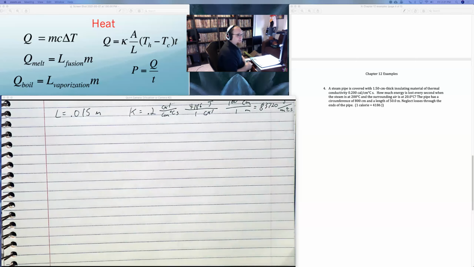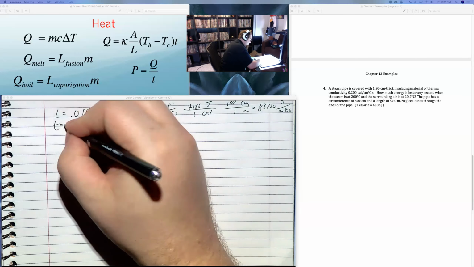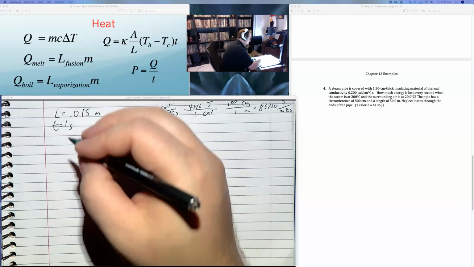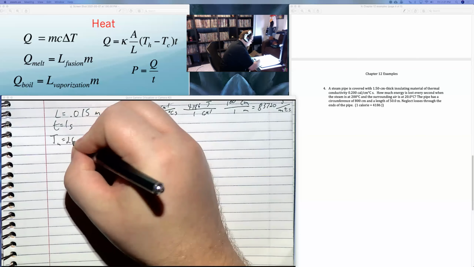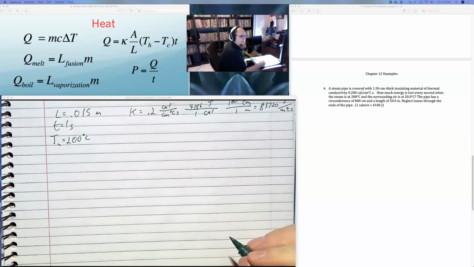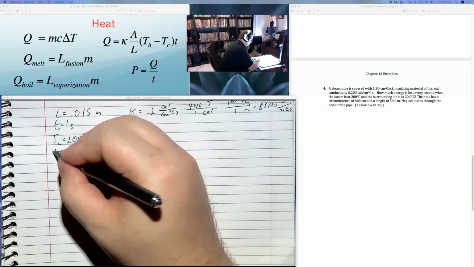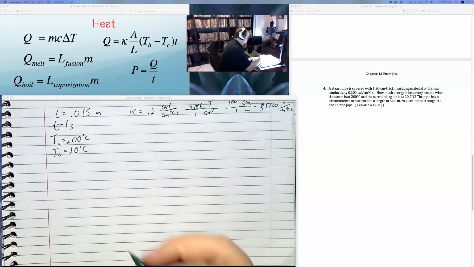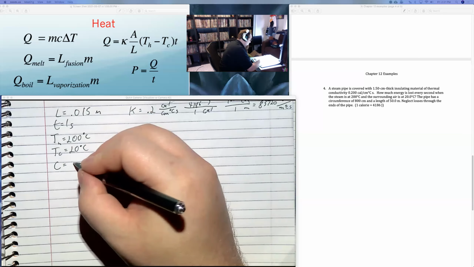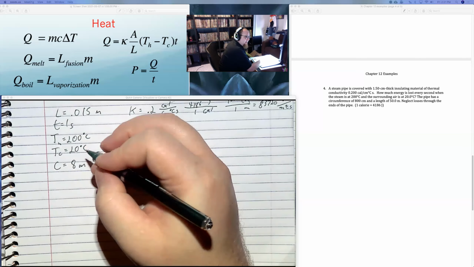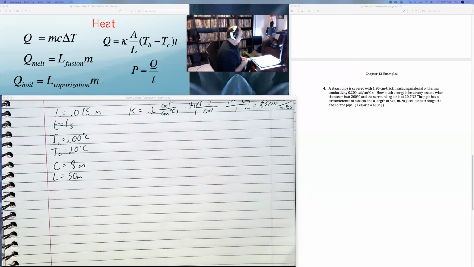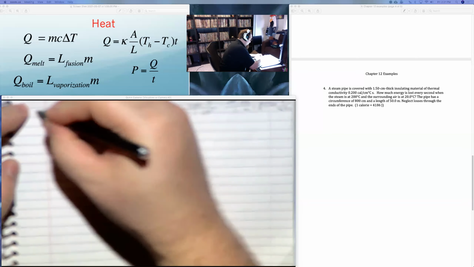So how much energy is lost every second when the steam is at 200 degrees Celsius and the surrounding air is 20 degrees Celsius? The pipe has a circumference of 800 centimeters, which I'm just going to call C for now, or 8 meters, and a length of 50. I have two L's here, so let's just write thickness for now.